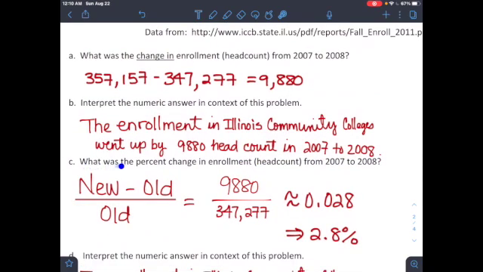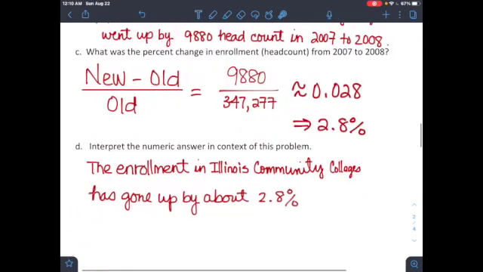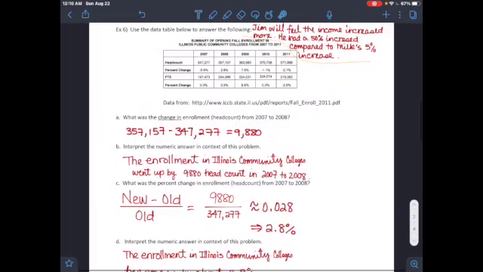Letter C says, what was the percentage change in enrollment from 2007 to 2008? Because new minus old over old is the formula, and I found the change right here already, I'm going to take that over the total, which is the whole thing, 347,277. That gives me about 0.028, and times 100, that gives me 2.8%. Then what does that mean? They want you to interpret the numerical answer in the context of this problem. That means the enrollment in Illinois community colleges has gone up by about 2.8%. And that will be the answers for example number 6.